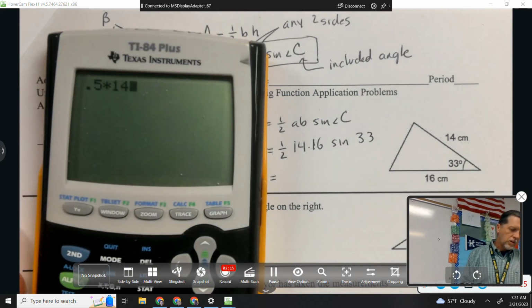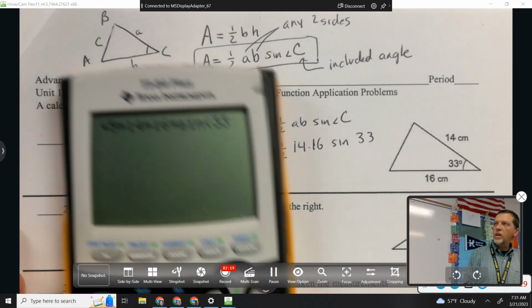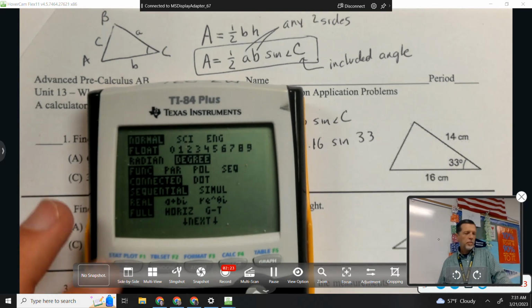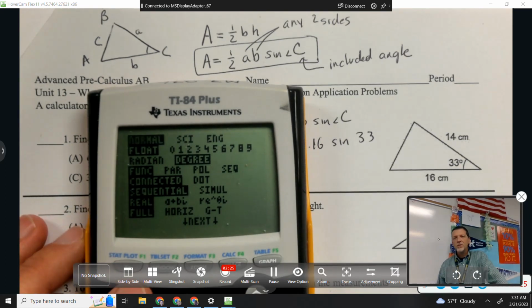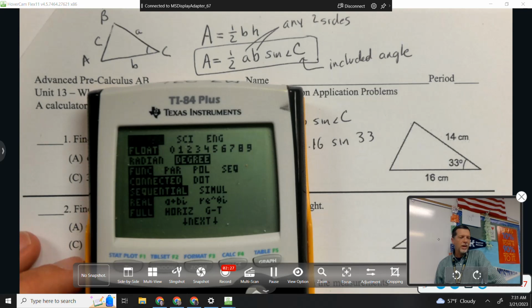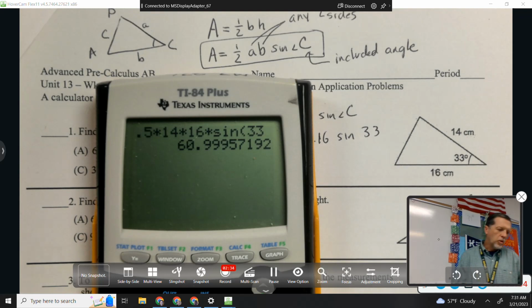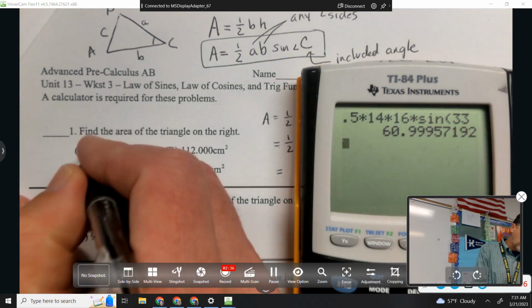0.5 times 14 times 16 times sine 33, although I better check degree versus radian, especially since it's first period, and I don't know what's happened to this calculator since last time we spoke. So 1/2 14 16 sine of 33. Multiple choice makes it nice because, yeah, there it is.